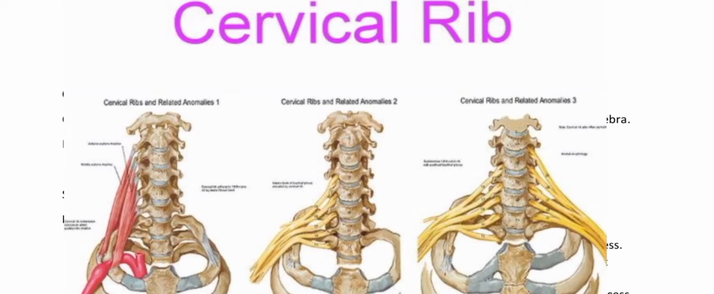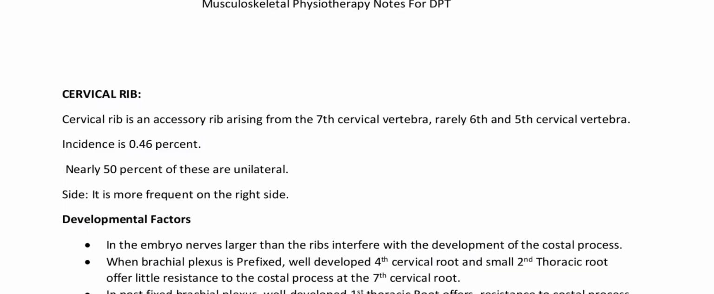Today I am going to discuss cervical rib. Basically, in this video we are going to discuss the physiotherapy management of the cervical rib in detail. The cervical rib is an accessory rib arising from the seventh cervical vertebra.